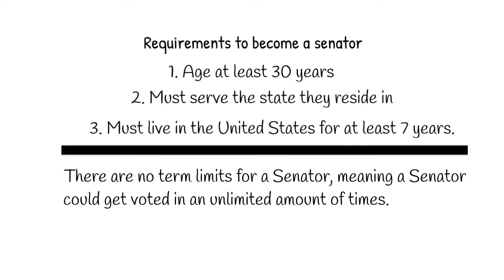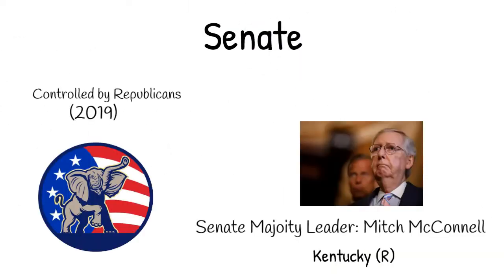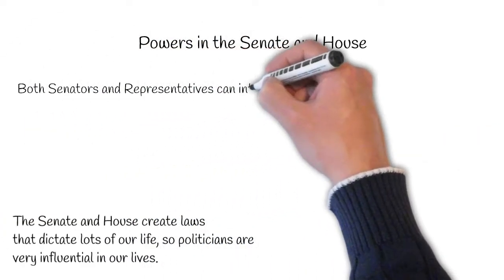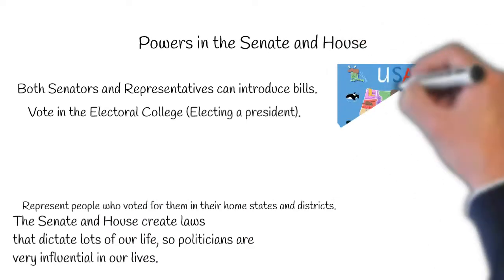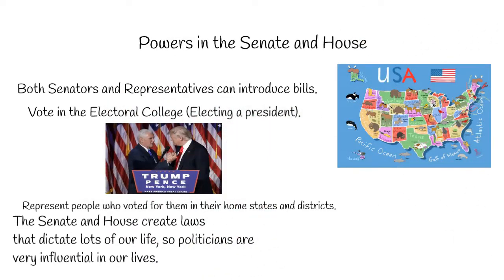Even though they are from different parties and states, both chambers of Congress try to work together. Some of the powers that they have are that both senators and representatives can introduce bills that can become future laws, and the Senate can also approve or deny people that the president appoints into office.